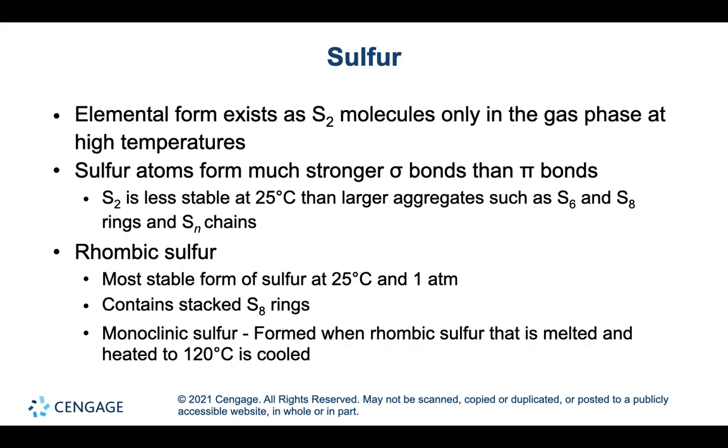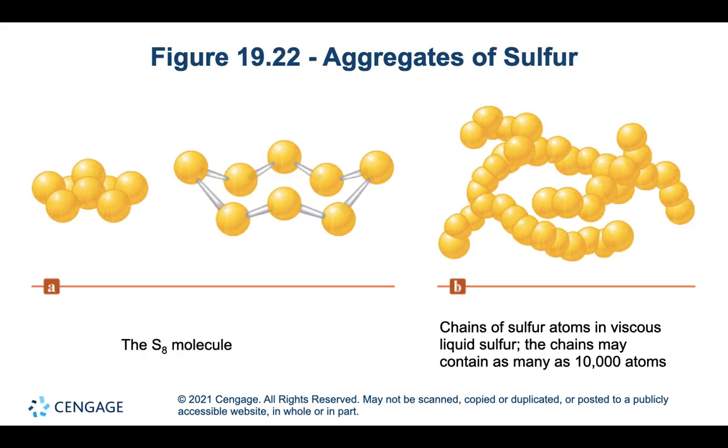Rhombic sulfur is when you stack the S8 rings in a crystal form. Monoclinic sulfur is when rhombic sulfur is melted and heated to 120 Celsius and then is cooled. Here would be some various sulfur chains and rings. You can make sulfur chains up to 10,000 atoms long.